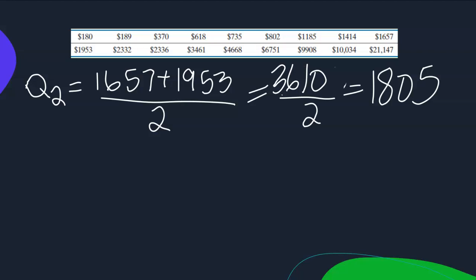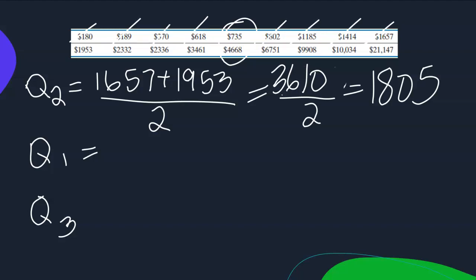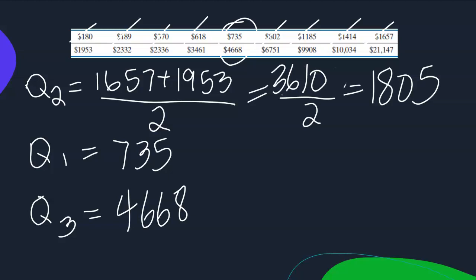Now we want to find Q1 and Q3. So Q1 is going to be the median of the first half of the data. My first half is in the top, and there are 9 numbers in my first half. So the middle number is going to be this number right here, the 5th number. And it's going to work the same for both, because if you were to cross out the numbers in pairs, till you're left with one number in the middle, it ends up being that 5th number. So 735 would be your Q1, and 4668 will be your Q3, because that's the median of the bottom half.